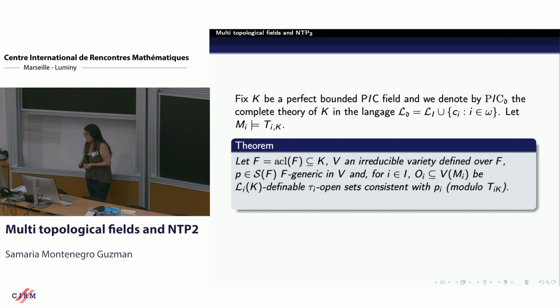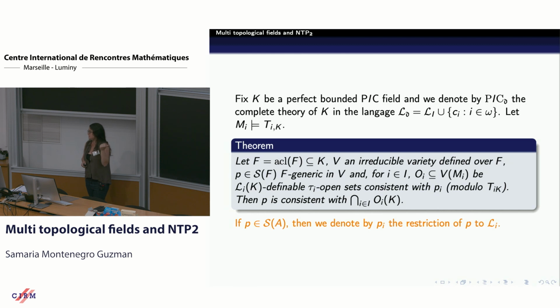So with that, we can prove something a little bit more general than the theorem that I just showed you. It's an approximation theorem for types that says that the same is true for PRC and PPC. So if you have F algebraically closed inside K, and V an irreducible variety defined over F, you take P a type generic inside the variety, and you take now an open set which is consistent with the Li part of P, okay?